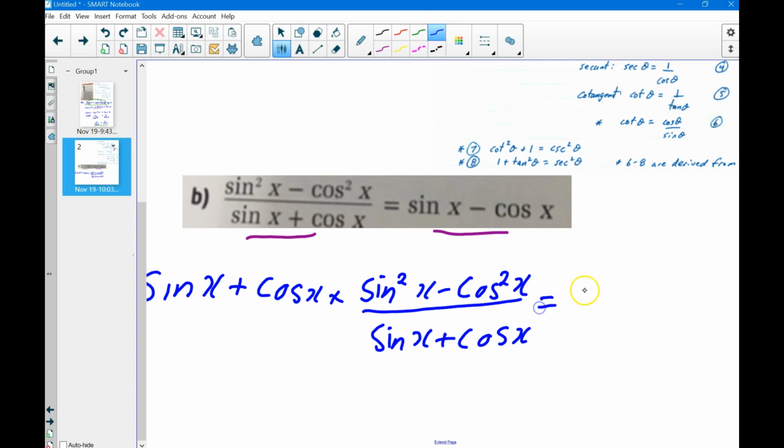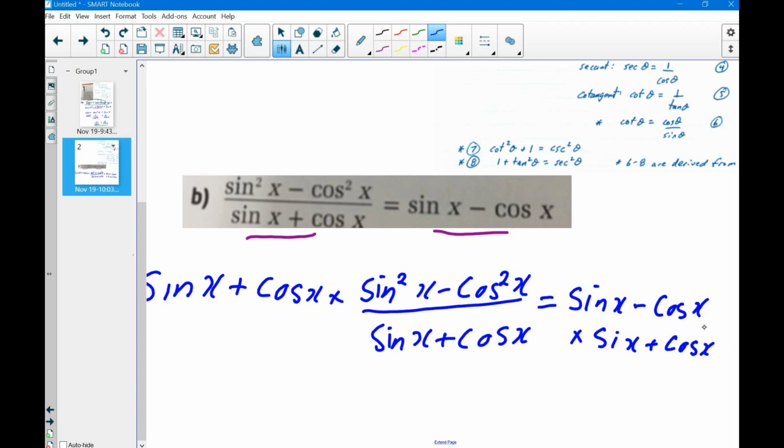So on the other side, I'm going to have sine x minus cosine x multiplied by, sorry, I have to do it a little down below here, I'm running out of room. It's going to be multiplied by sine x plus cosine x.